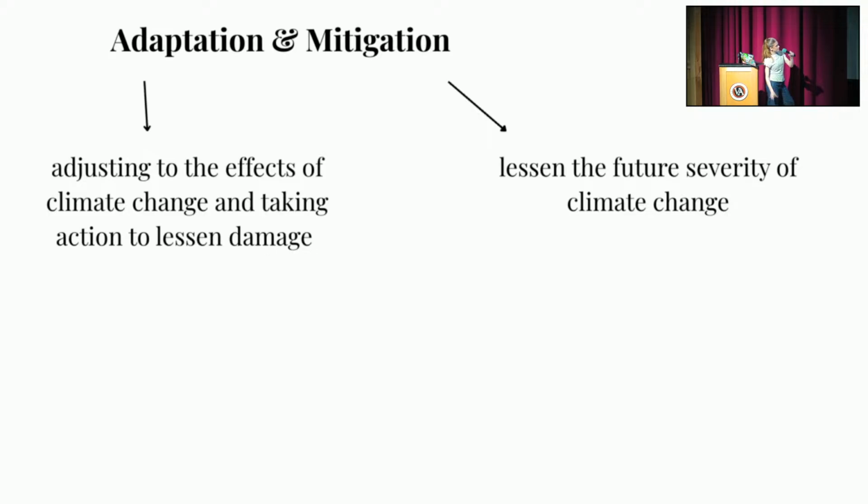In terms of climate change, adaptation is adjusting to the effects of climate change and taking action to lessen the damage. So throughout the presentation, I'll refer to these as shorter term solutions. Mitigation is differentiated, as its goal is to lessen the future severity of climate change. This is done by techniques that capture carbon and reduce emissions.